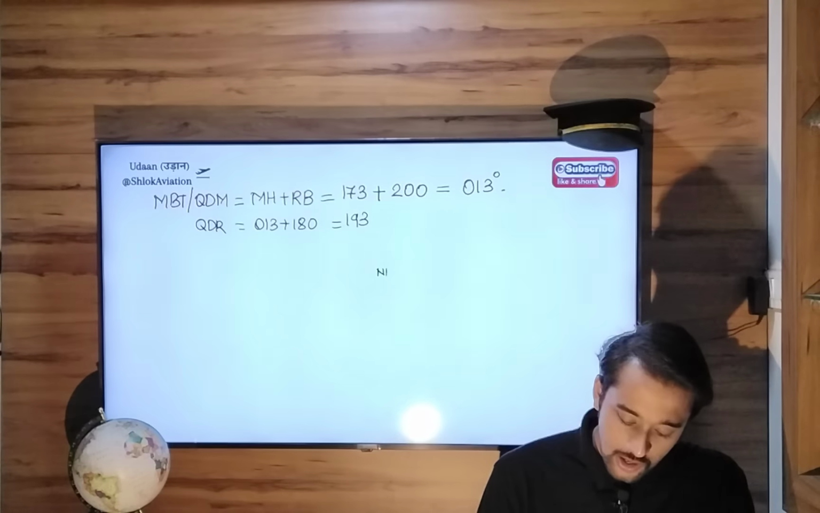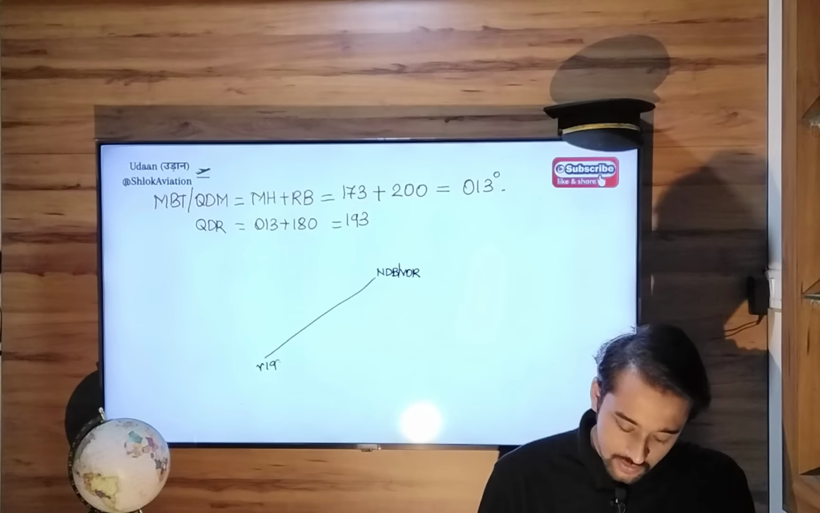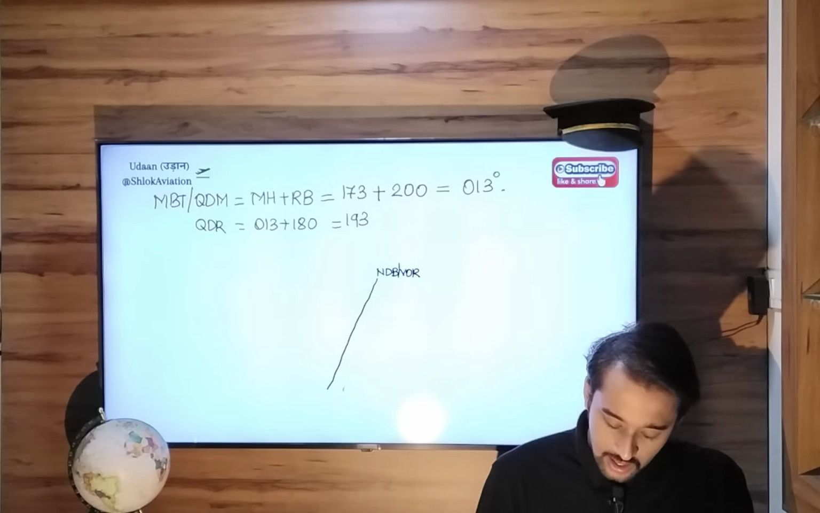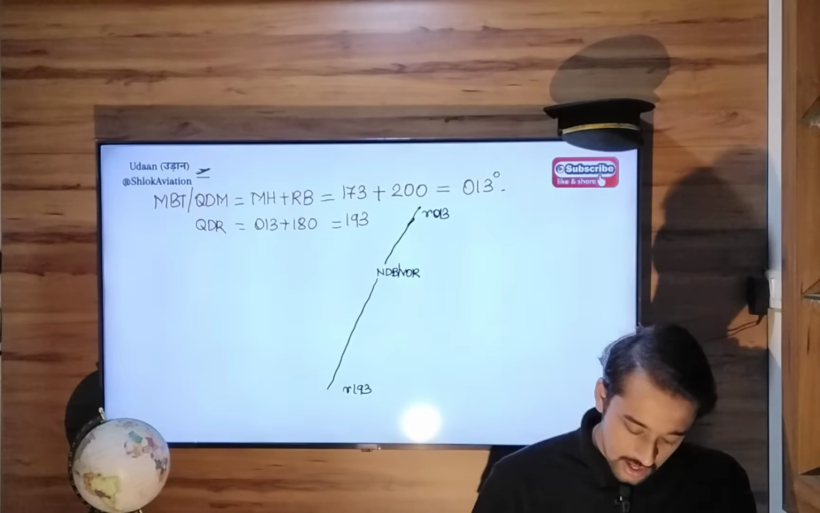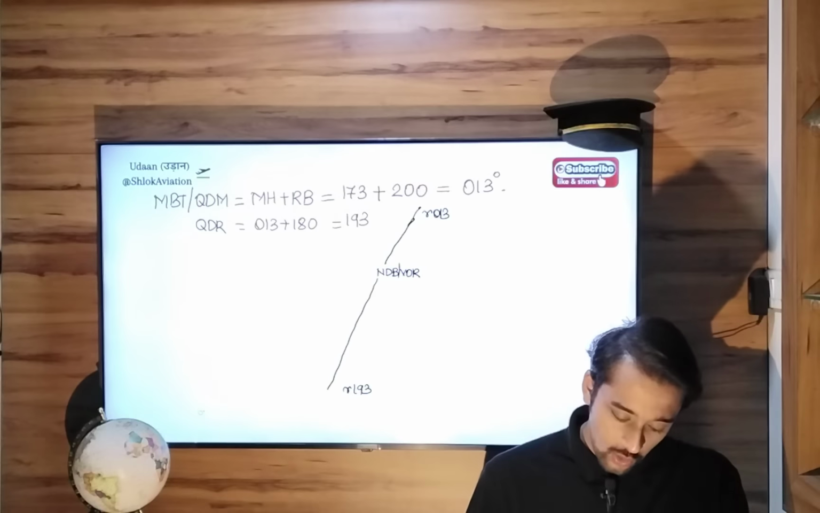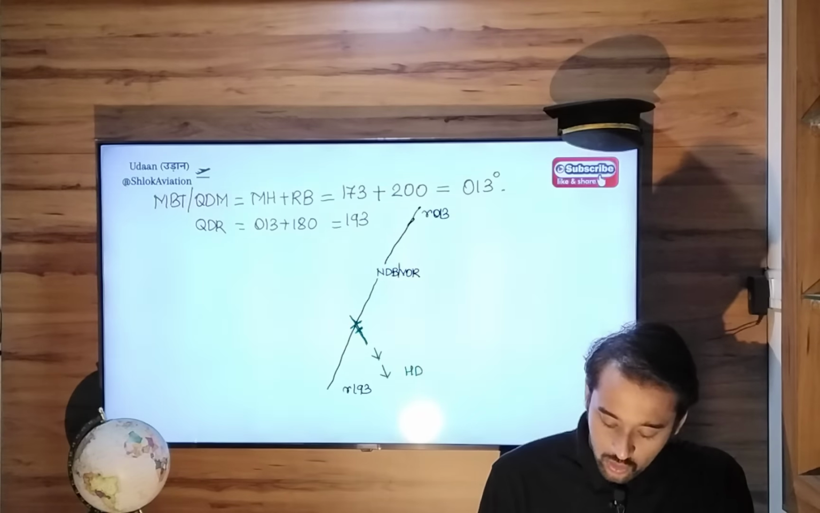So if this is your NDB VOR, this will be your radial 193. Let's draw it over here. Radial 193. This will be 013. Aircraft is pointing at a heading of 173. So somewhere here is the aircraft heading, which is 173.